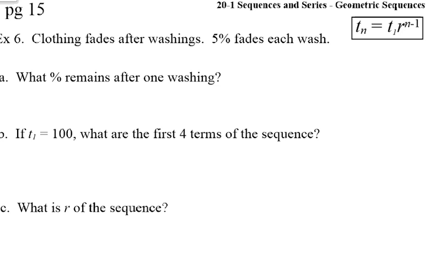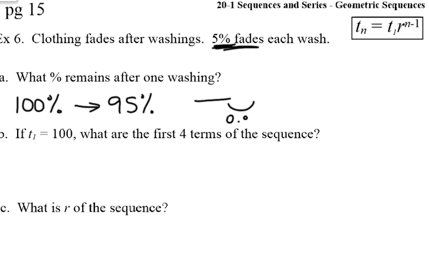So the color in whatever it is, this company says 5% of the color fades after each wash. So what percent remains after one washing? Well, if we started with 100% color, you bought something, you wash it, we're down to 95%. So we know that what we start with, we're only going to end up with 95%. So that would be our R value. 100% to start with, but we're only going to have 95% after that.